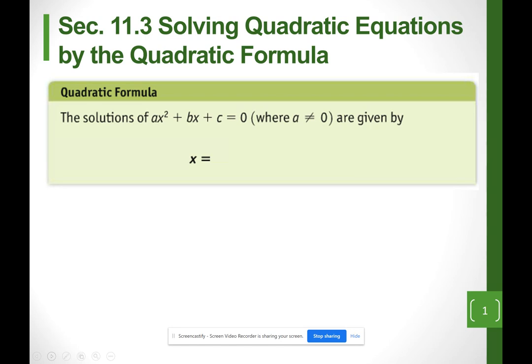Now, in 11.3, I'm going to show you guys how to solve quadratic equations, but now we're going to use what we call the quadratic formula. You guys might have heard of the quadratic formula before, and probably you guys hated it.